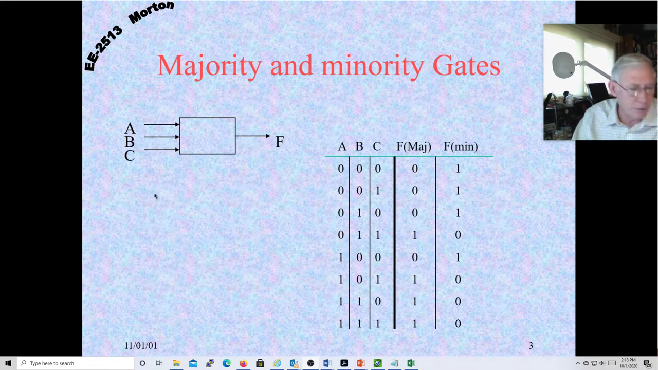A couple of other gates. These are kind of interesting. In my view, they haven't gotten a lot of play over the years, but that might change, as we may be moving to slightly different technologies, and some of these things may actually become more important. It's hard to say. But in any event, we have what's called a majority and minority gate. In the majority gate, if the majority of the inputs are a 1, then your output is a 1.